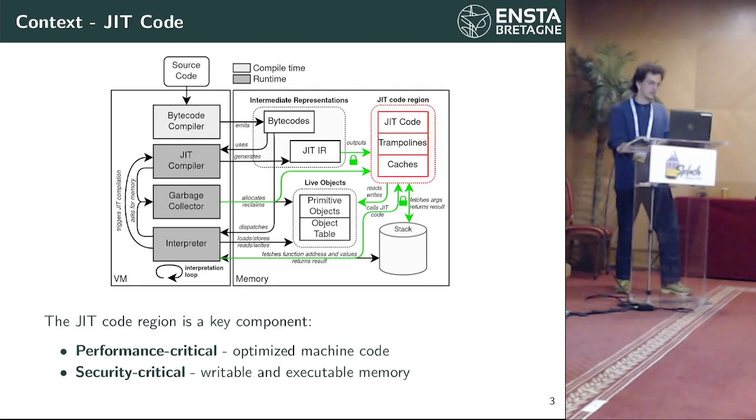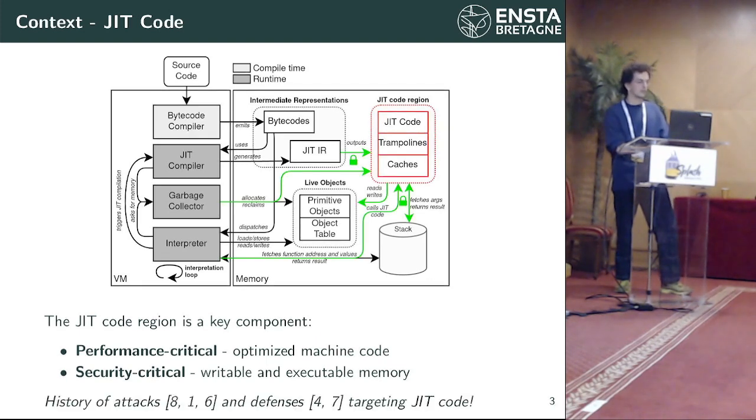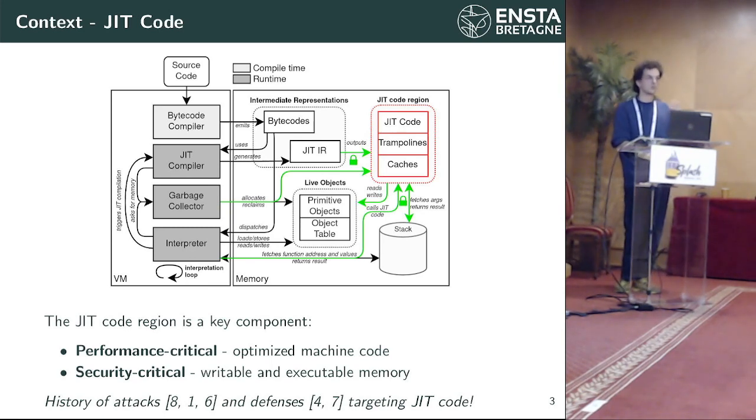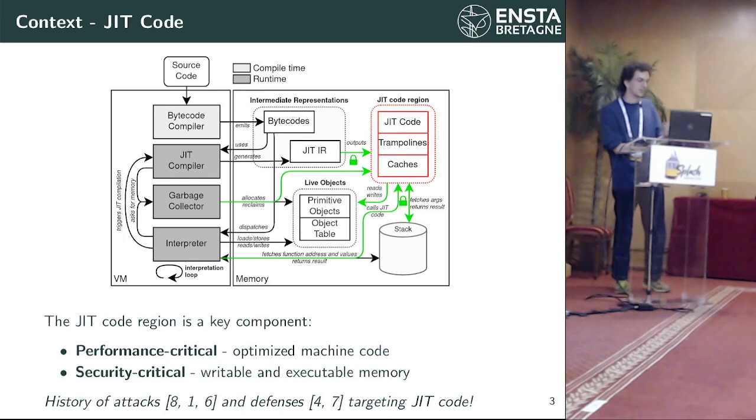So there is a history of attacks. I mentioned code injection, there's also code reuse. We can also attack some of the VM internals. For example, even if you have secured your JIT code region, you might just give it as input malicious bytecode that will generate malicious machine code in the VM. So I would just like to highlight three state-of-the-art defenses that I think are very interesting.